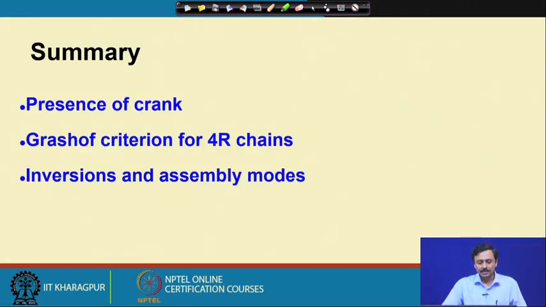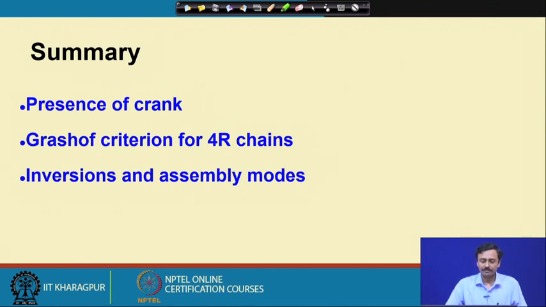So, to summarize, today we have looked at the condition for presence of a completely rotatable link with respect to the other links of a chain, and this criterion is known as the Grashof criterion. We have looked at the Grashof criterion for 4R chains. We have also looked at inversions, which are obtained by fixing one by one the links of the chain.